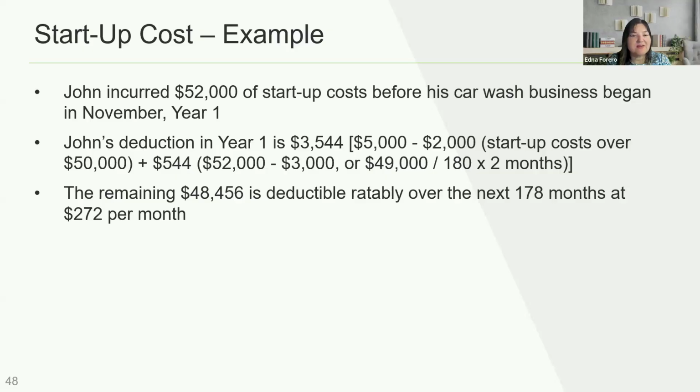And then we're also going to add $544, which is the amount for those 2 months that he was in business, November and December. So 52,000 minus 3,000, which is 49,000 divided by 180 times 2 months. So the remaining amount of 48,456 is deductible over the next 178 months at $272 a month. All right, so $3,000 for that first amount, $544 for the 2 months, gives them a total of $3,544. That is a startup cost expense that he can take in year one.